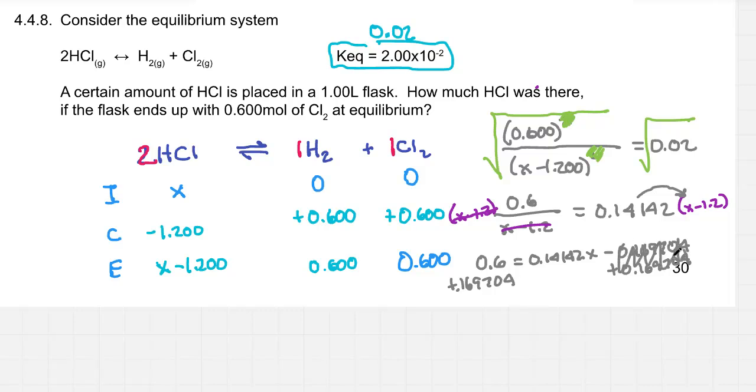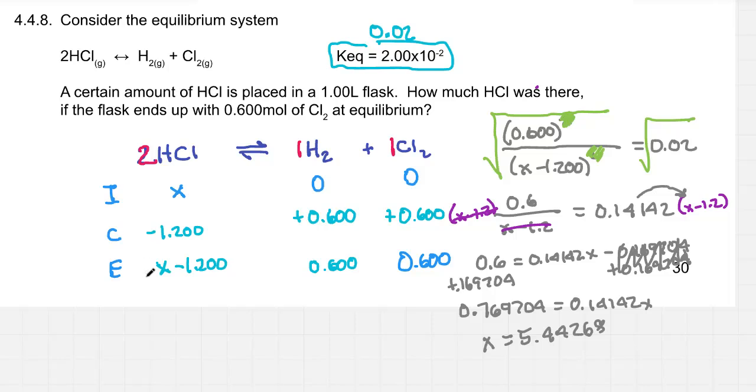These cancel. 0.6 plus 0.169704 is 0.769704 equals 0.14142x. Divide by 0.14142, and this whole yucky mess finally goes away. I get x equals 5.44268.